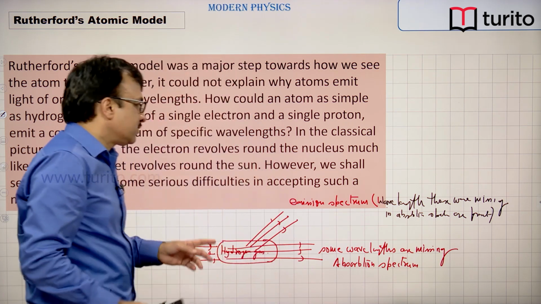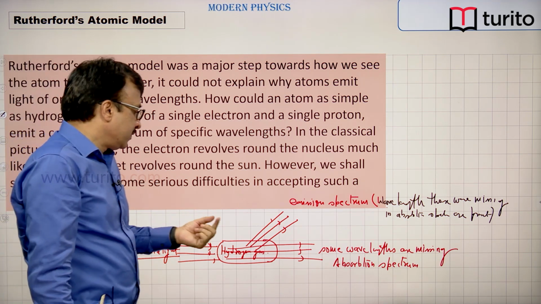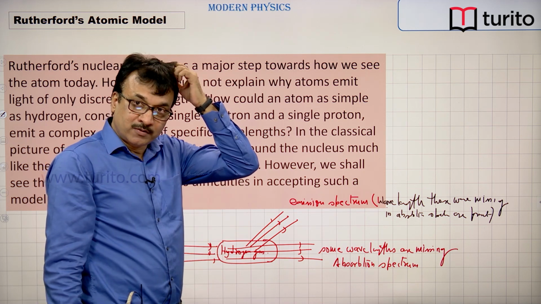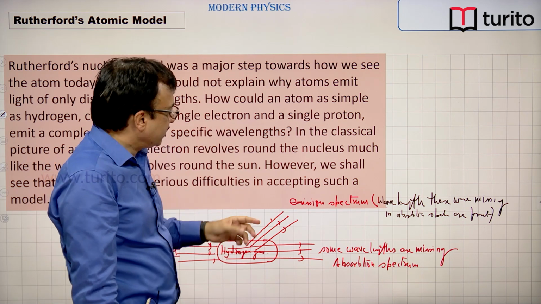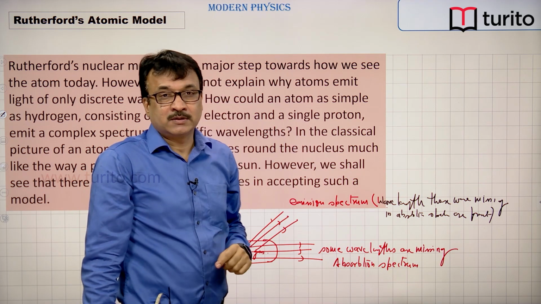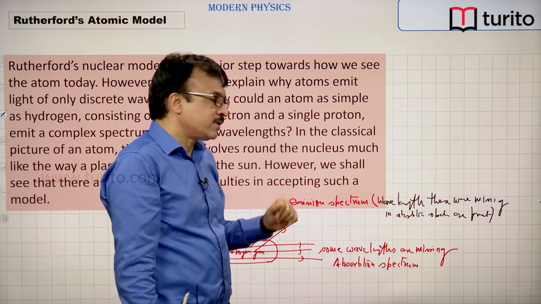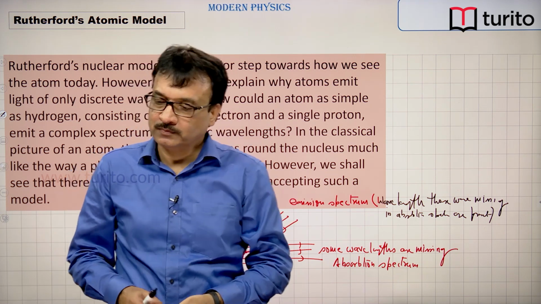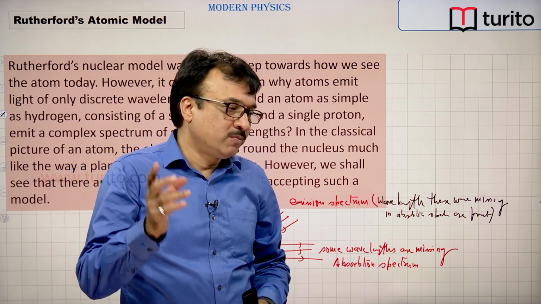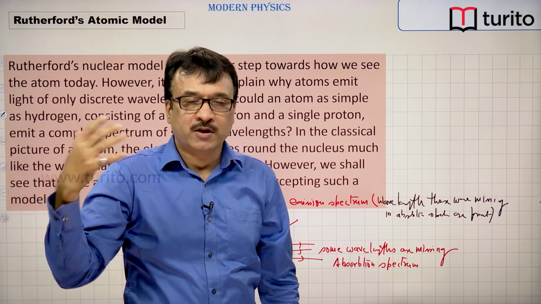This question could not be answered on the basis of Rutherford's atomic model, that the hydrogen atom has only one proton and one electron. Then why does the emission spectrum have so many wavelengths? It must have only a single wavelength. Why are so many wavelengths present in the emission spectrum? This could be explained after the proposition of Bohr's atomic model.